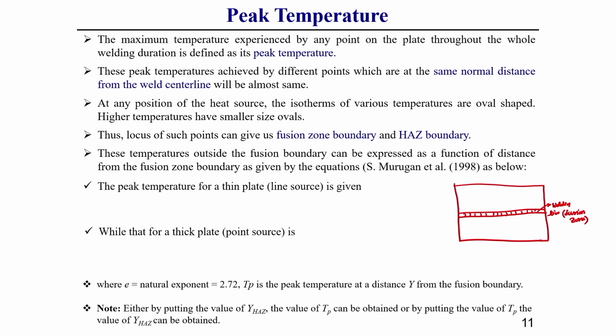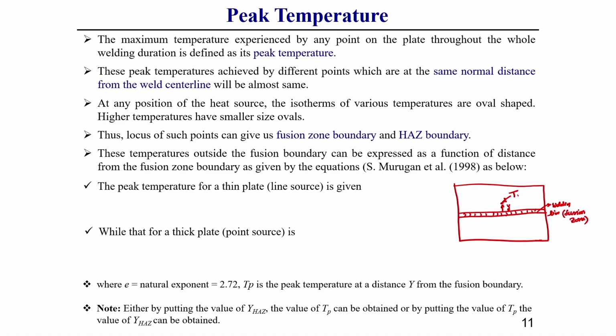Generally, peak temperature means, at a particular distance, let us say y, from the weld center line, what is the maximum temperature it achieved during the entire welding process. That is generally called the peak temperature T peak of that point. From the center line, at a particular distance, the peak temperature is achieved throughout the entire welding process.